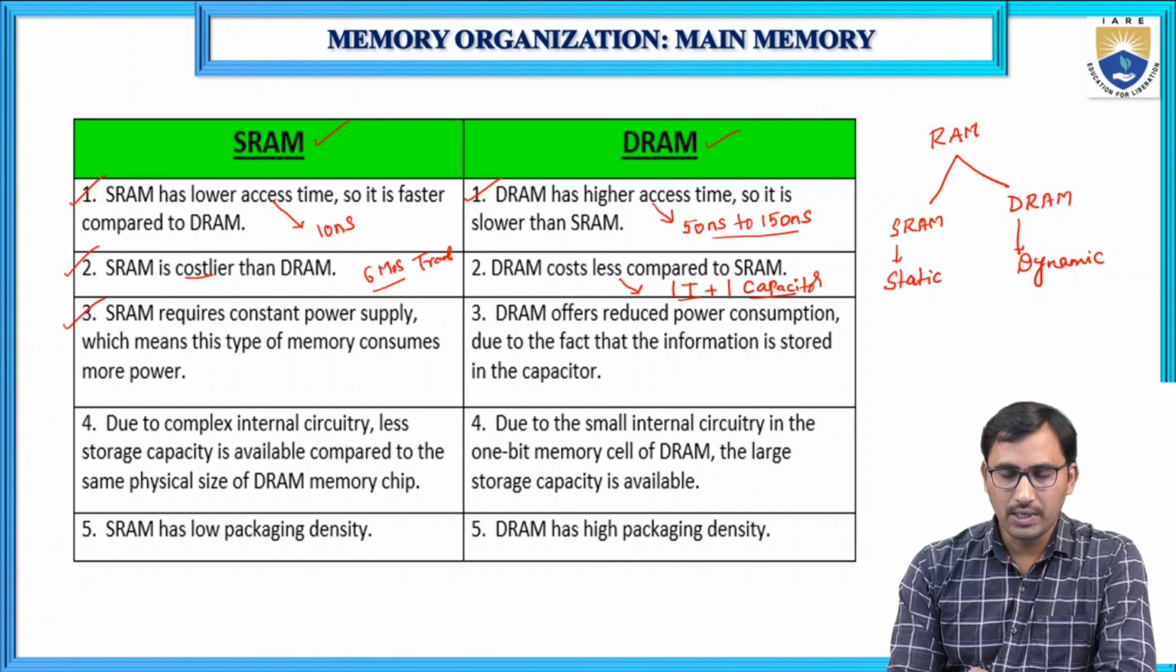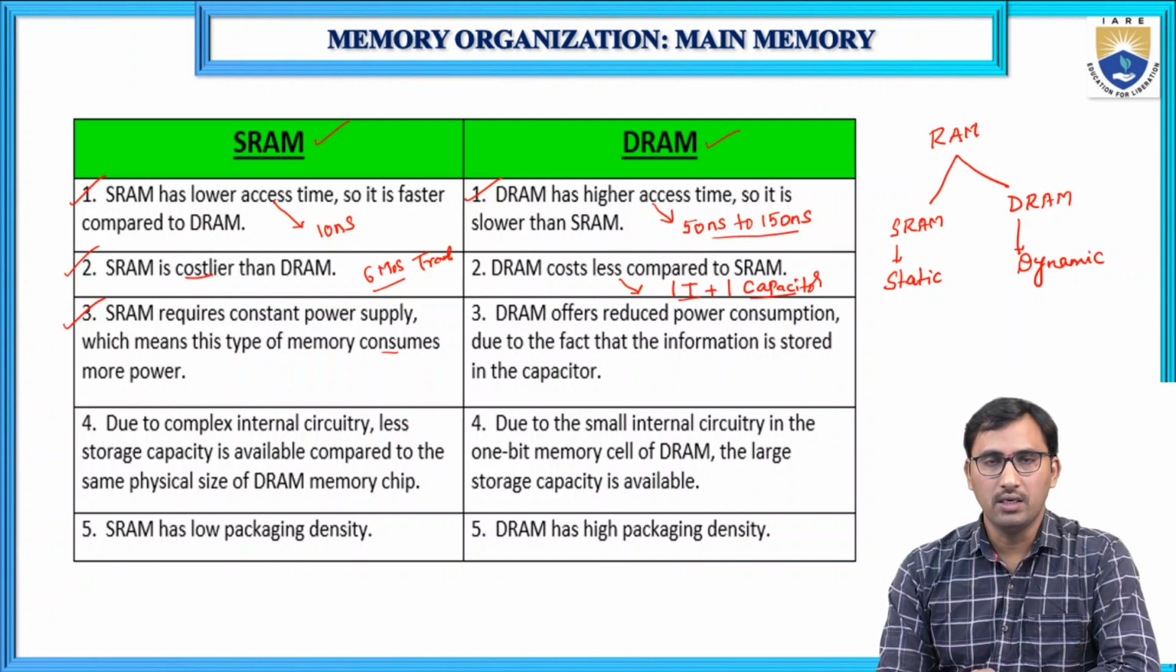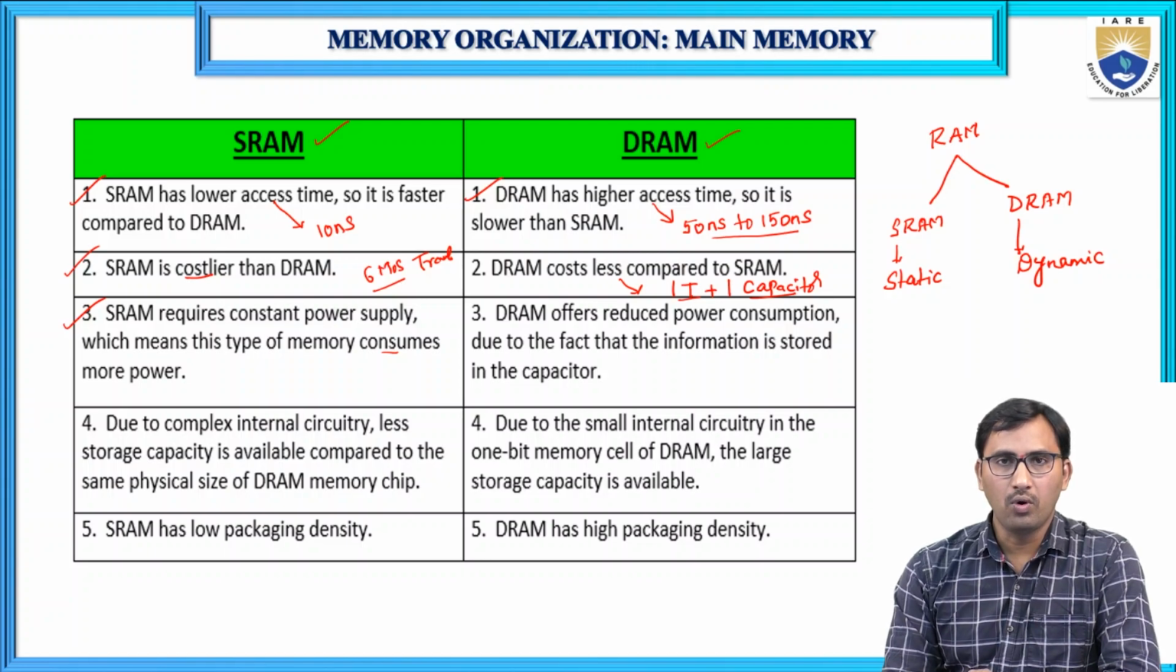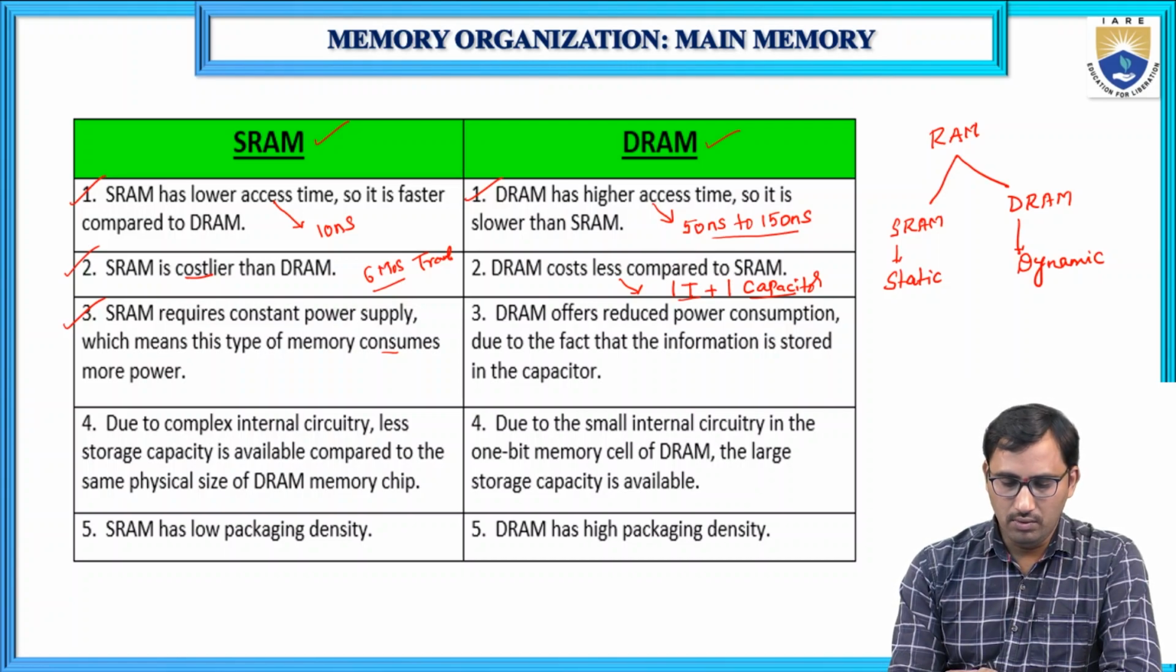Third one, SRAM requires a constant power supply, which means this type of memory consumes more power. As already discussed in the previous point, in the SRAM more hardware is required because more MOS transistors are there. Power consumption is directly proportional to the hardware complexity, because as the complexity of the hardware increases, power consumption also increases. But in the DRAM, it is less.